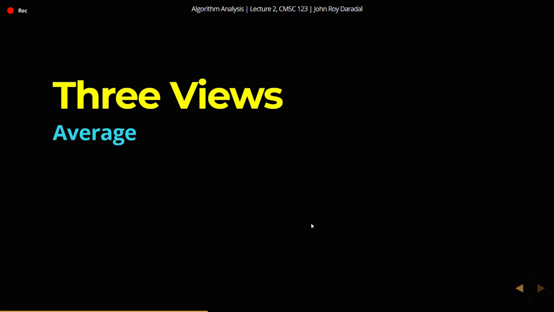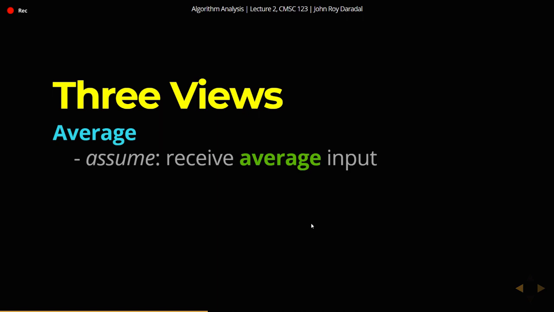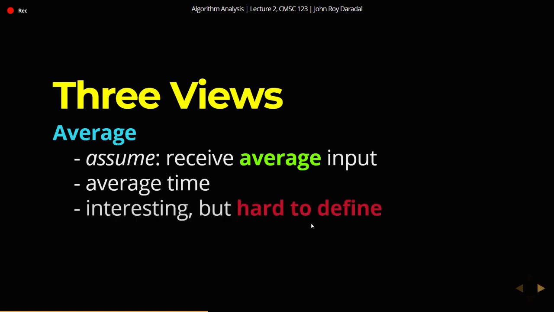The next one, we could have the average view. We'll assume that we'll receive the average input, so we'll get the average time. It's a little interesting to get the average view. However, it's hard to define what average is. For example, in counting A's, what is the average number of A's in a word or a string? We don't know, right? So it's really hard to define what average is.